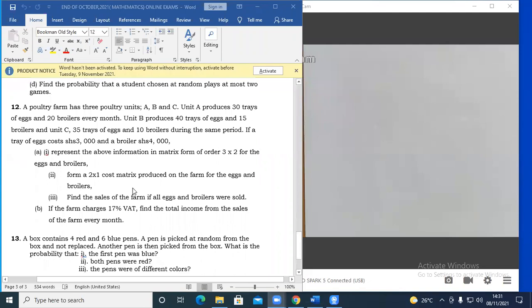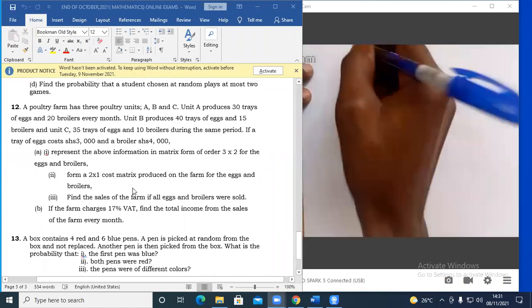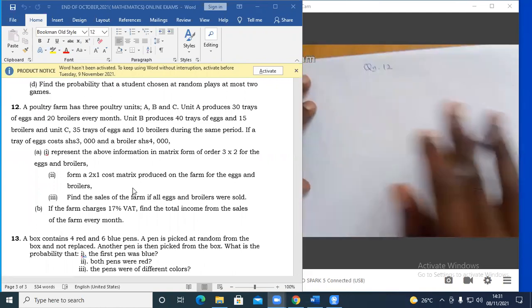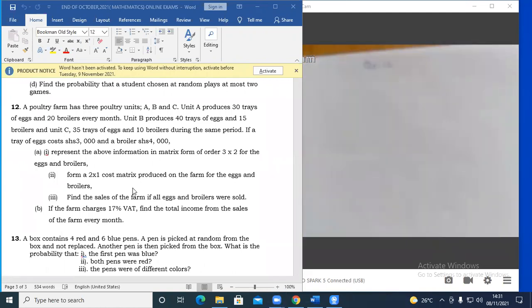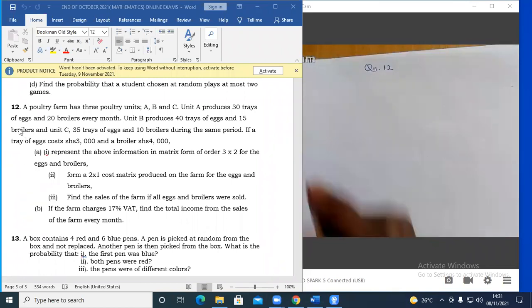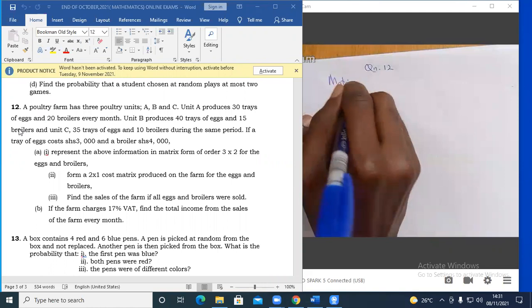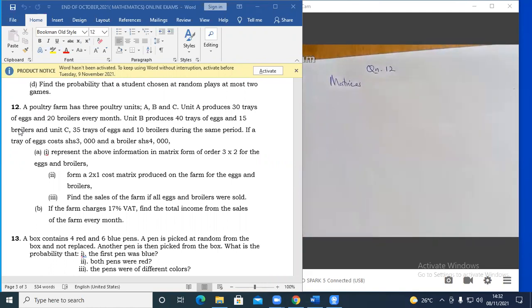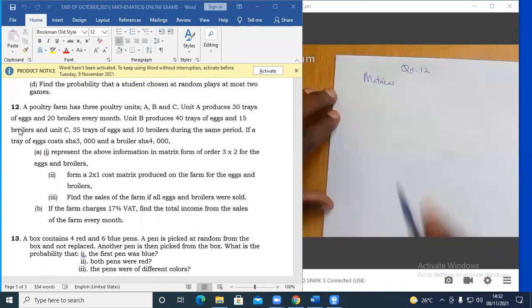Question number 12, that was coming from matrices. We said a matrix is the array of information in row and column form.